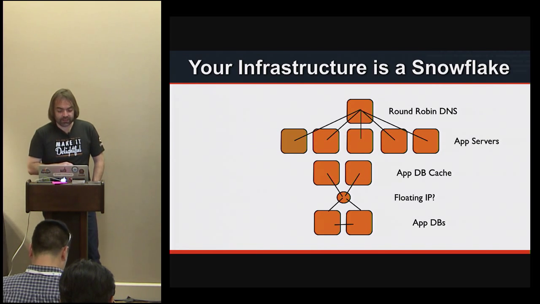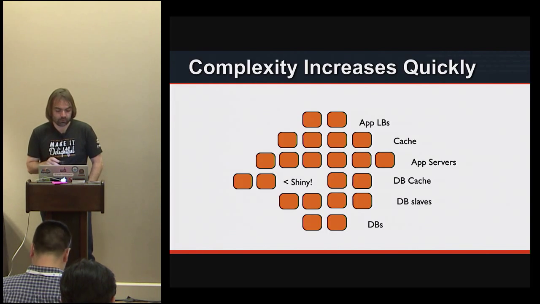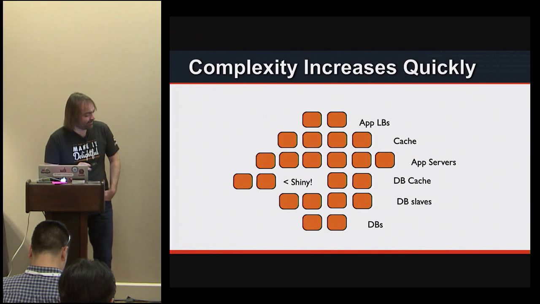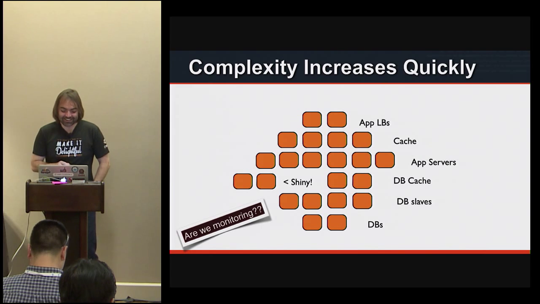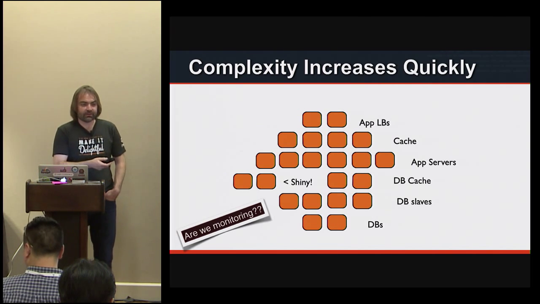And then you get even more unique things going on with round-robin DNS and things like that. And everybody's infrastructure is different, right? Everybody's infrastructure is, unfortunately, in some ways, a snowflake. So I like the fire there. There we go. So we grow and we grow and we grow and things get extremely complicated.